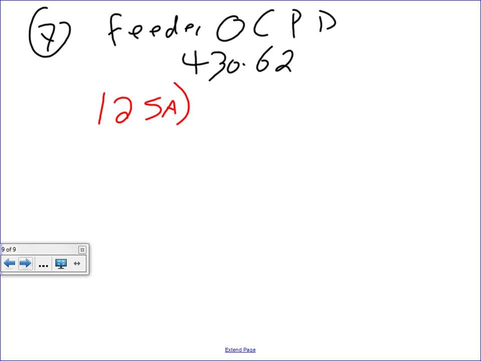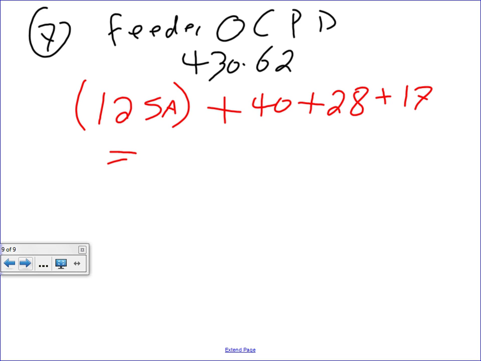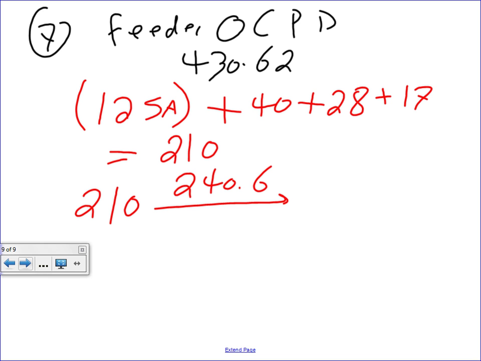125 amp, I'm going to put it in brackets, plus. Oladipo, give me the full load current of all the others. Was it 40? Plus 28? Plus 17. Everybody knows where the 125 came from? The largest overcurrent protection device. 125 plus 17 plus 40 plus 28 equals 210. I came up with 210 amps. You take the 210 to table 240.6. And if it's not a standard size, you have a big fat arrow that looks like this.